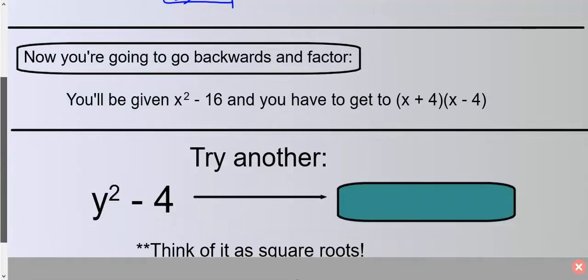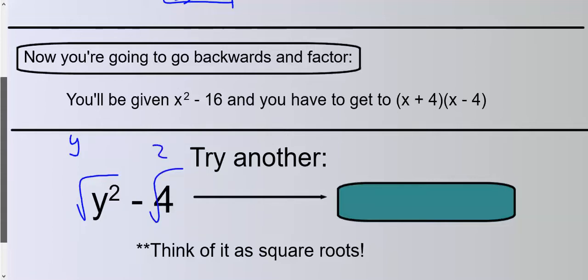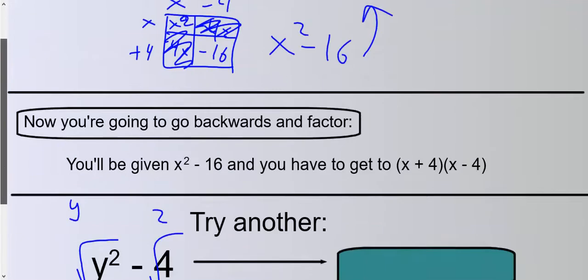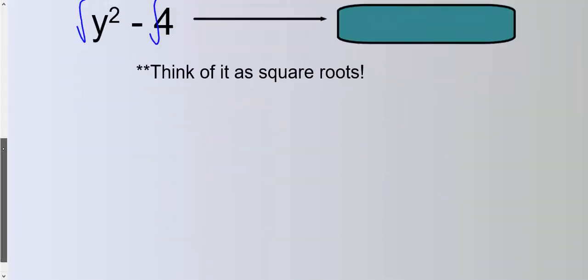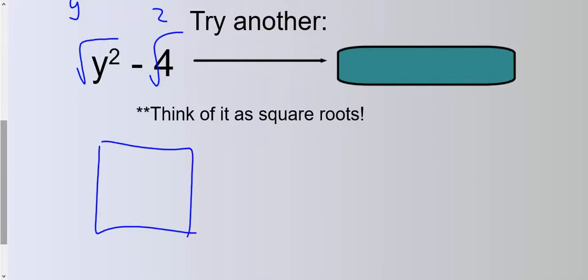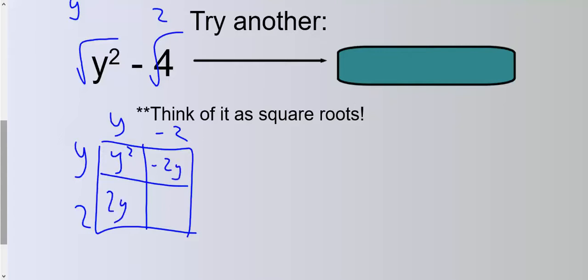Now, what's going to trigger this is square roots. If you can square root the first number, which you can, this is y, and you can square root the second number, this one's 2, it's going to be really easy. And there's a subtraction symbol between the two. If you notice that those two numbers are perfect squares, use them. Do y minus 2 and y plus 2. The reason that works is because the 2y and the negative 2y reduce to 0, and you end up with y squared minus 4. So y minus 2, y plus 2.